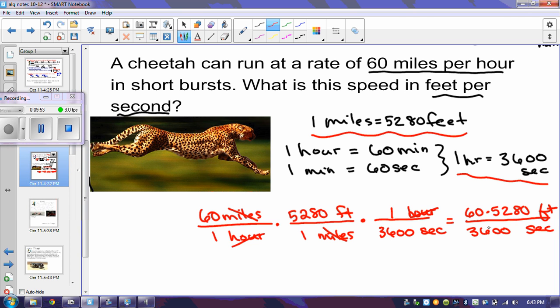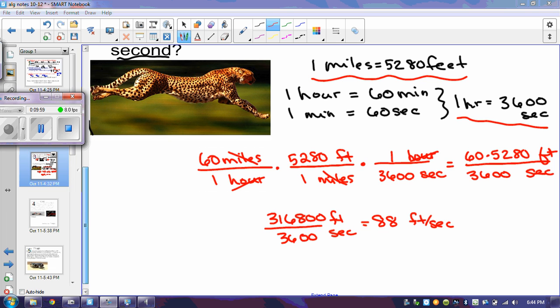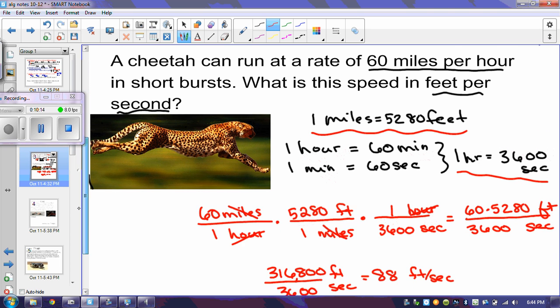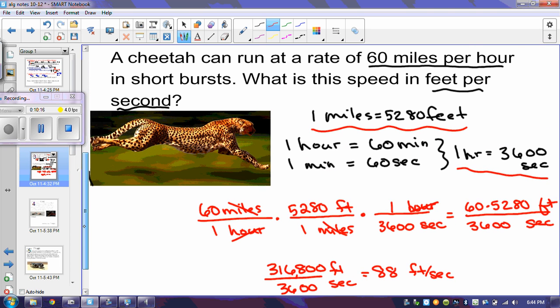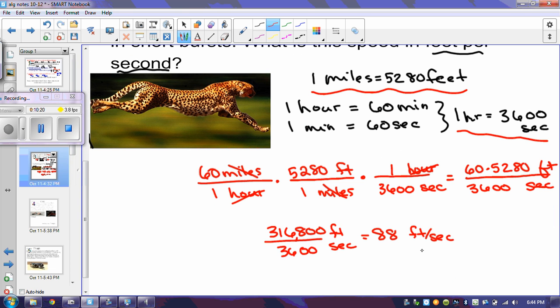So by pulling out a calculator, I can do the multiplications, and I can divide this and find my speed in feet per second. So when I used my calculator and I multiplied in the top, I got 316,800 feet for every 3,600 seconds, and dividing that out gets me exactly 88 feet per second. So my cheetah, who's going 60 miles per hour, is actually covering 88 feet every 1 second. That's impressive.